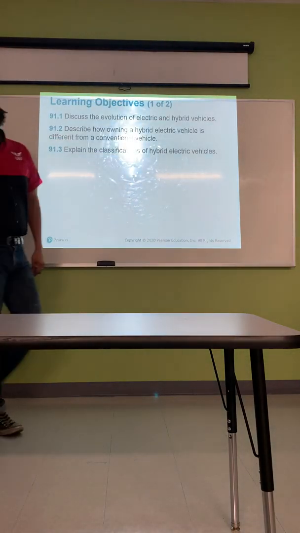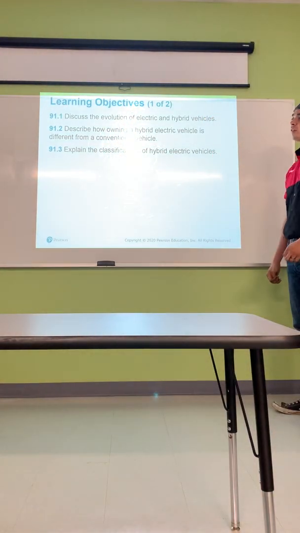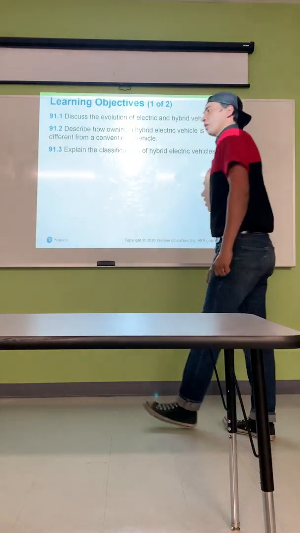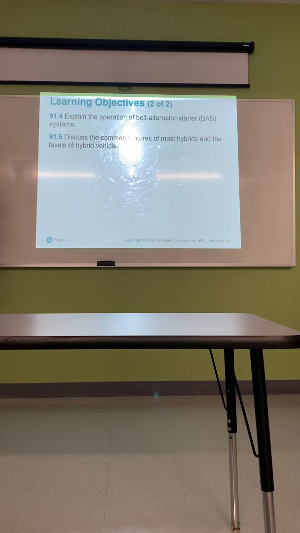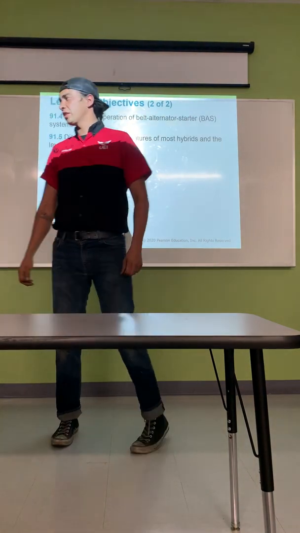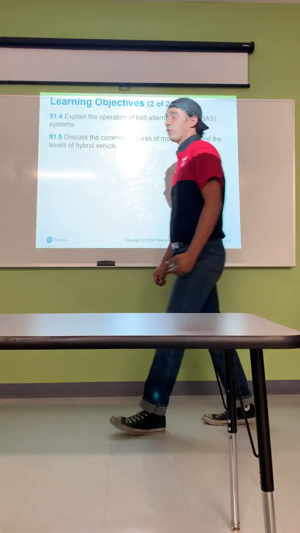So I'm going to discuss the evolution of electric and hybrid vehicles. I'm going to describe how owning a hybrid electric vehicle is different from a conventional vehicle, and then explain the classifications of hybrid electric vehicles. And also, I'm going to explain the operation of belt alternator starters, or BAS systems, and discuss the common features of most hybrids and the levels of hybrid vehicles.